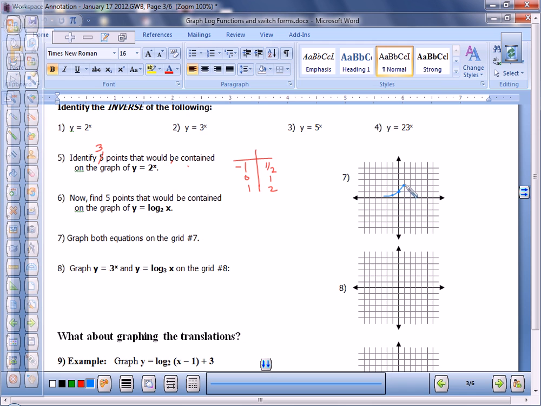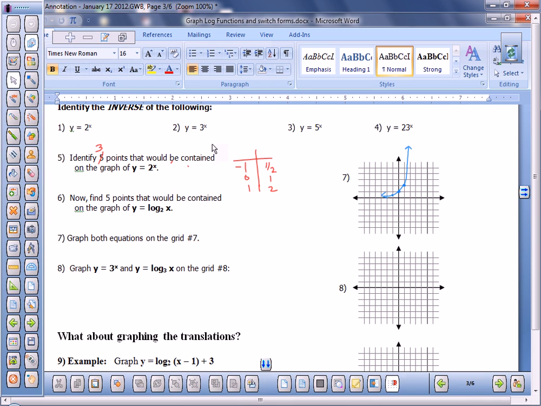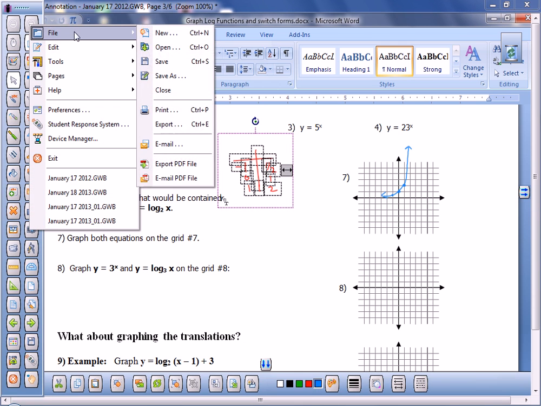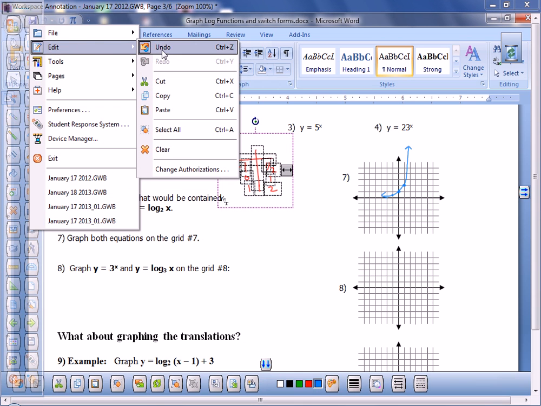I wonder if I can change the color this way. I don't think so. Nope.